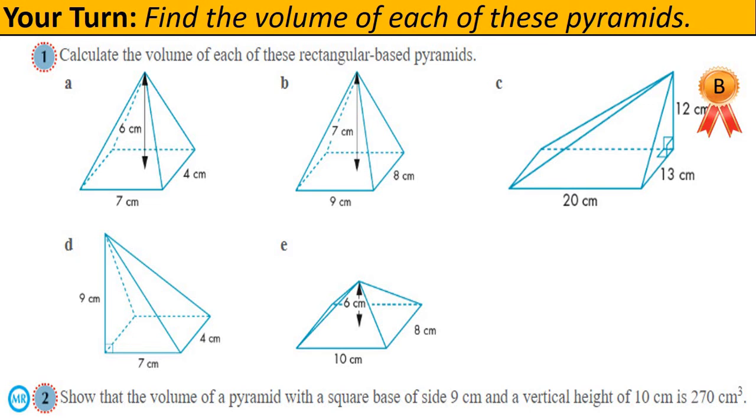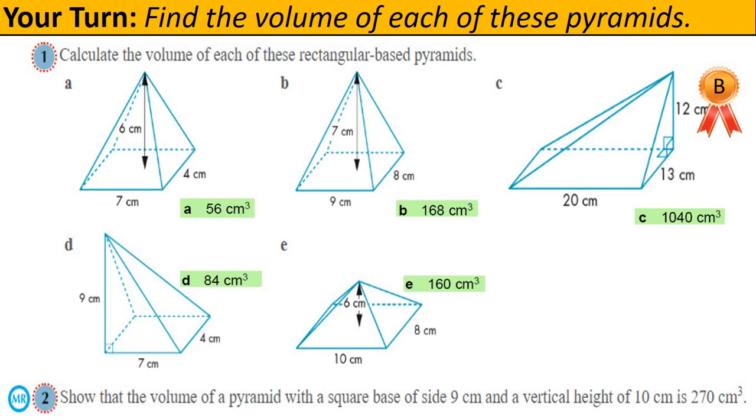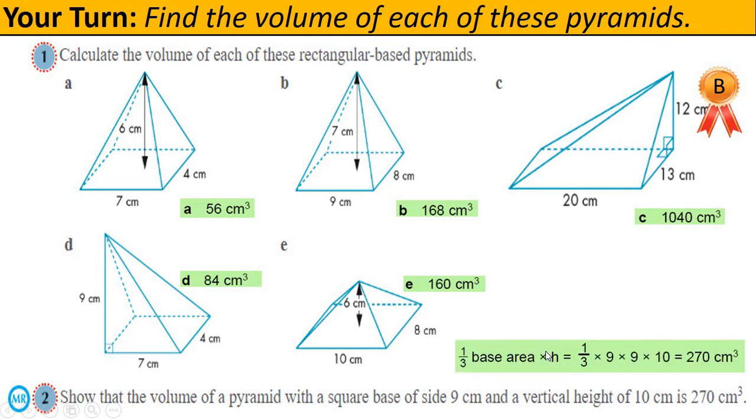Right, brilliant, let's go through some answers. So we should have 56 centimetres cubed, 168 centimetres cubed, 1040 centimetres cubed, 84 centimetres cubed, and 160 centimetres cubed. And for this one here, if we've drawn it, it says a square base, so we know that the two sides of the base are 9 and 9, which is 81. We know the height's 10, 81 times 10 is 810, and then times by a third, which we know is dividing by 3, you get 270.